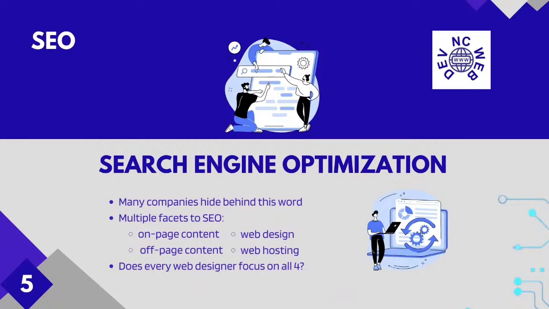SEO is split into several parts, and they're all very important because search engines, when they rank your website, do look at all 4 of these things that I've listed here. It's the on-page content, off-page content, web design, and web hosting. For example, you can compare GoDaddy with other hosting services like Hostinger, like SiteGround. Fast Comment is what I use also. But the thing is, web hosting determines your speed.